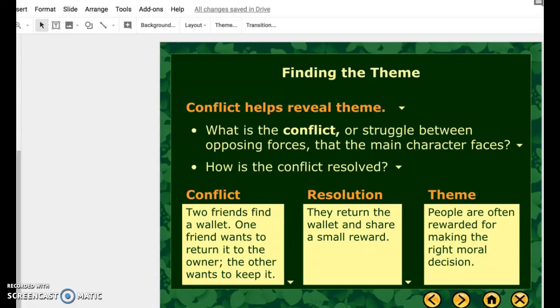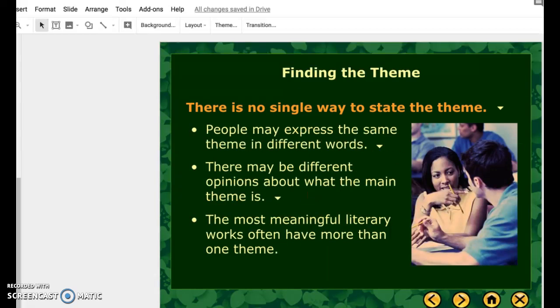It can also happen through conflict. So, if two friends find a wallet and one friend wants to return it, the other wants to keep it, the resolution is that they return the wallet and share the small reward. The theme is that people are often rewarded for making the right moral decision.